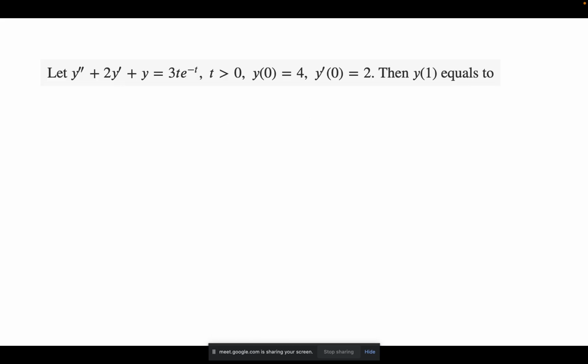Problem number 1: you are given an equation, y double dash plus 2y dash plus y is equal to 3t e^(-t), for t greater than 0, and you are given the initial conditions y(0) is equal to 4 and y dash (0) is equal to 2. Then you need to find the value of y of 1. How do we solve this problem?